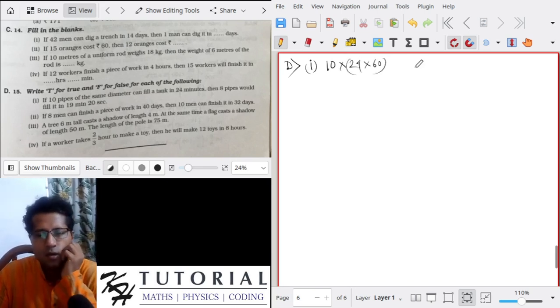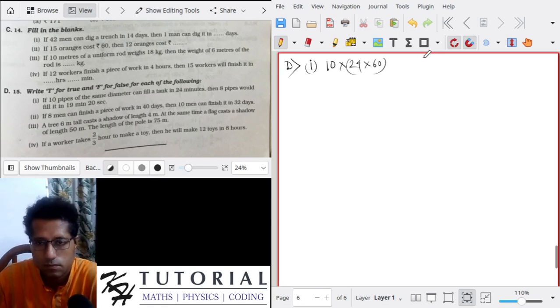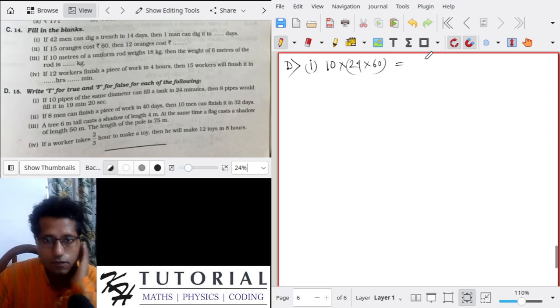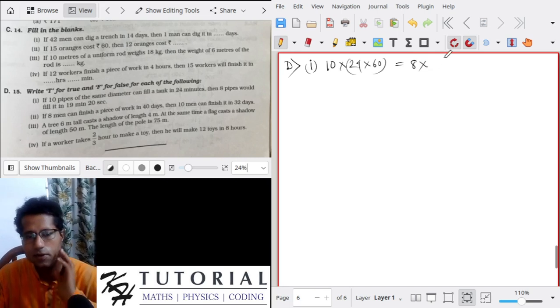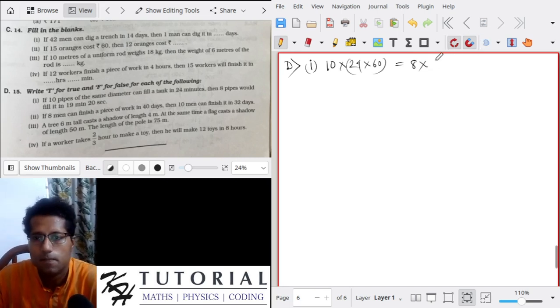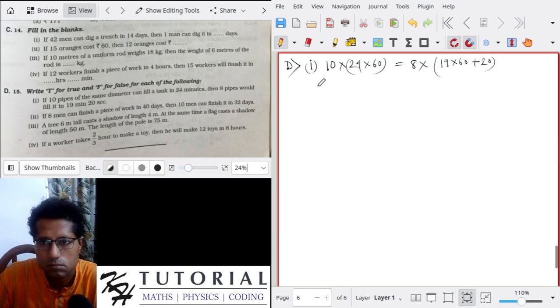So AB is 10 into 24 into 60. 24 minutes means 24 into 60 seconds. So 10 into 24 into 60 should be equal to, since the product AB is constant, 8 pipes into 19 minutes and 20 seconds, which means 19 into 60 plus 20. Now both the sides should be equal.